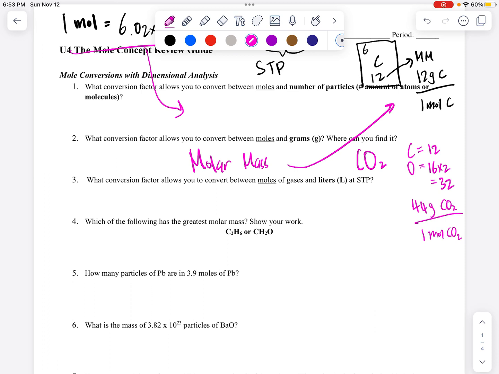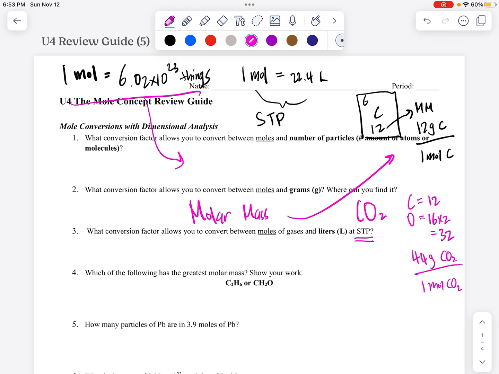Okay, there you have it. That's the molar mass. Number 3, what conversion factor can you use to convert between moles and gases? And this word here, STP, it really should give it away, right? STP only applies for gases. You need to use the molar volume conversion factor. That is written up here, that part, right?